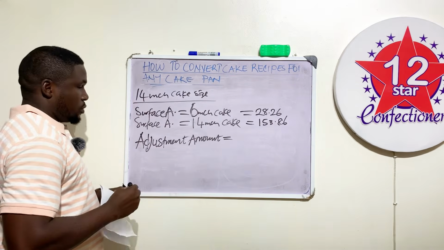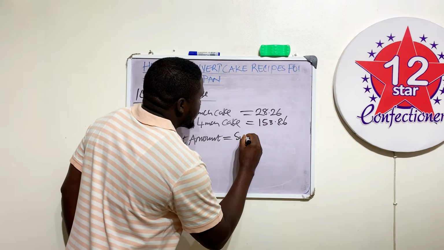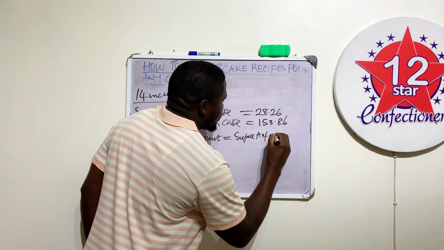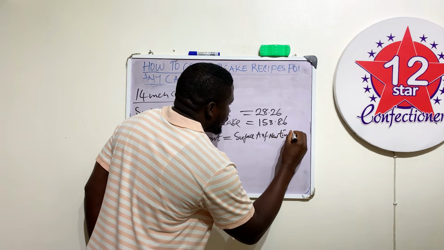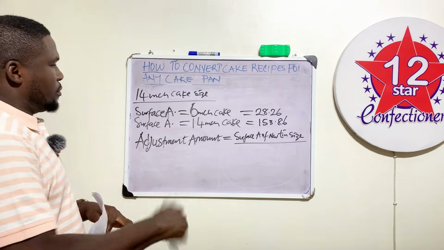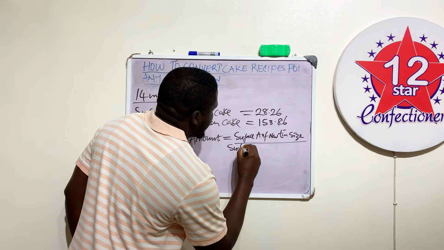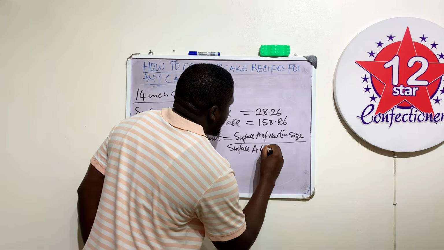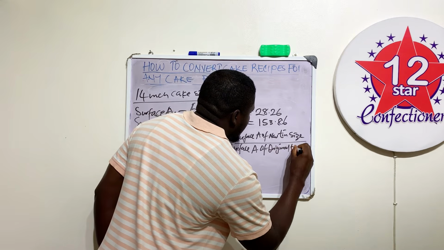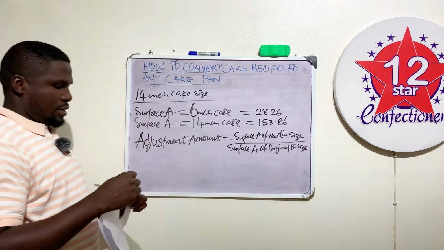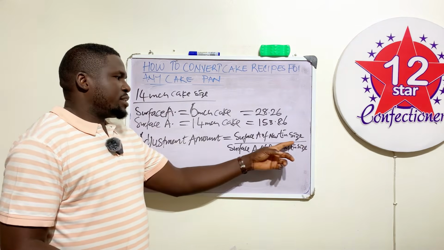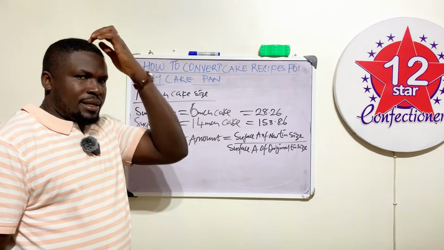So in this place now, I have that my adjustment amount is equal to surface area of new tin size all over surface area of original tin size, or cake pan size. Do you understand what I mean? Yes. Or like she said, cake pan size, if you are confused with this tin size. This tin size simply still means what? Our cake size. Our cake pan, sorry.